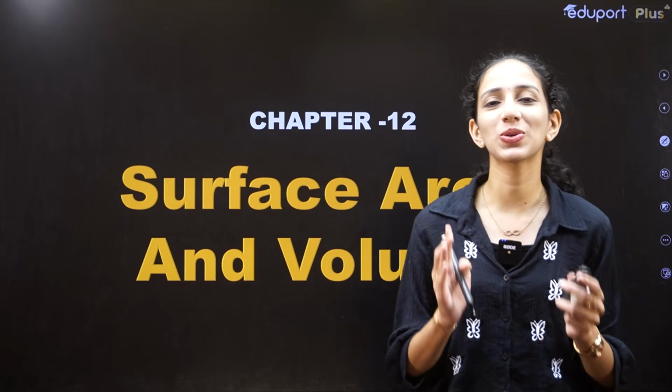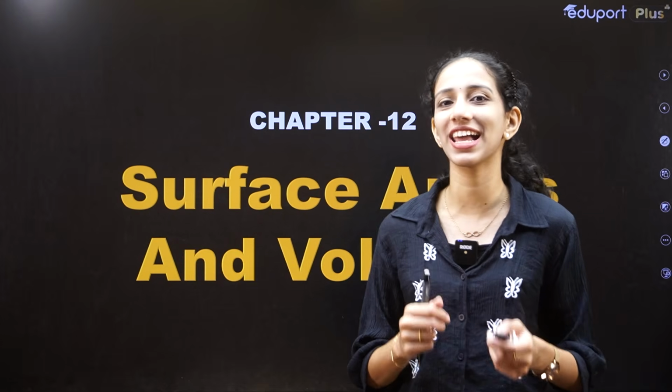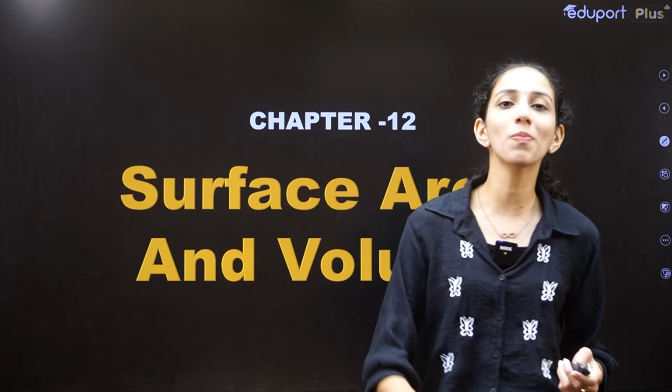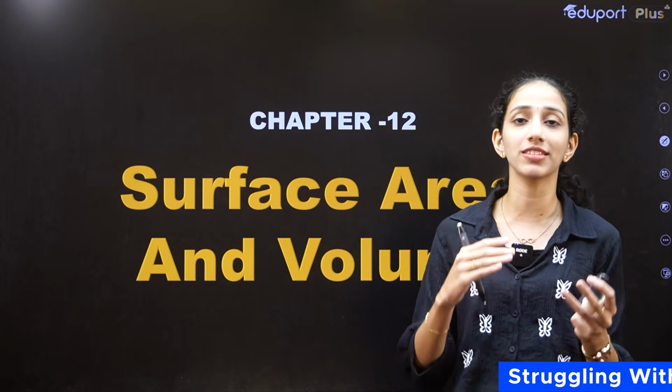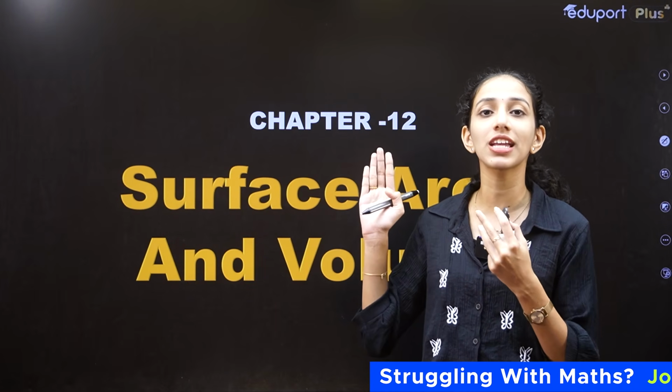Hello dear students, today we are discussing the chapter Surface Areas and Volumes of our class 10. In this chapter we are discussing the combination of solids. We already discussed the surface areas and volumes of solids in our earlier classes, that is in 9th and 8th classes. So today we are discussing their combination.